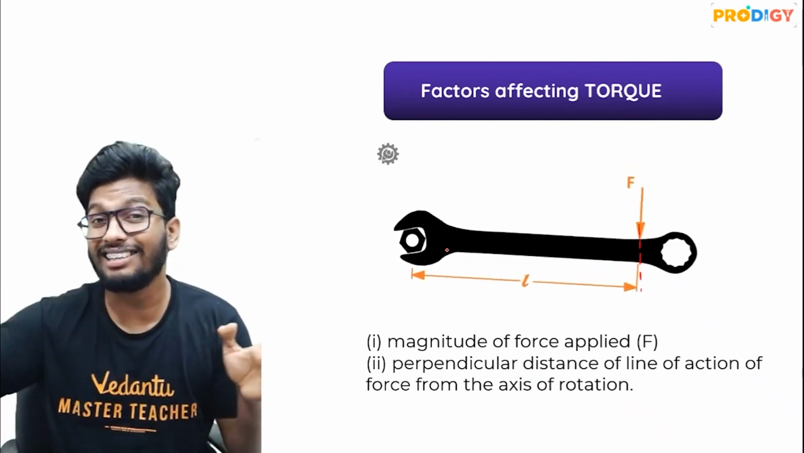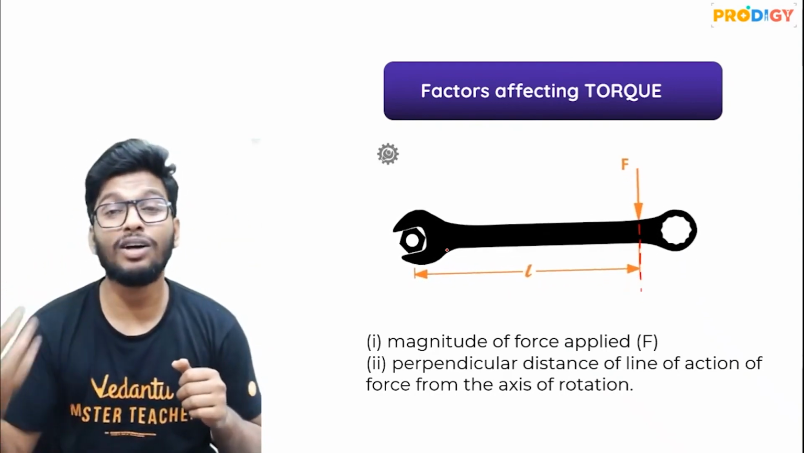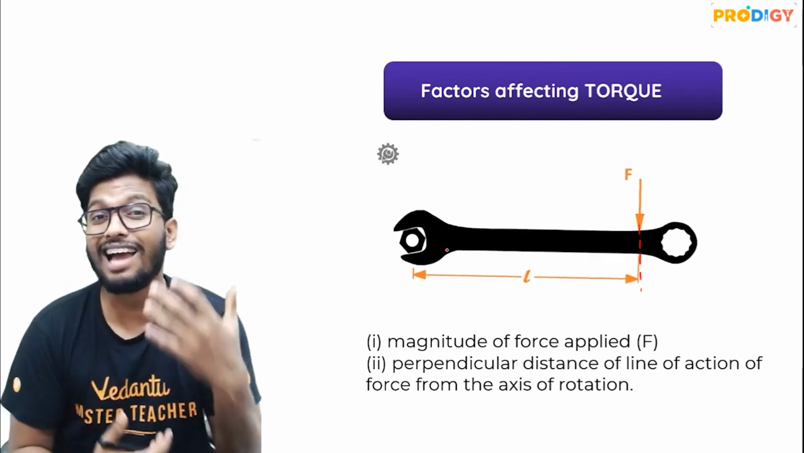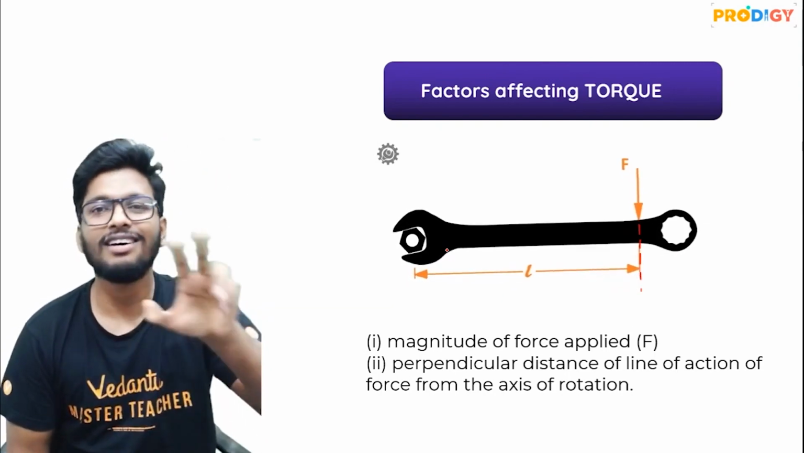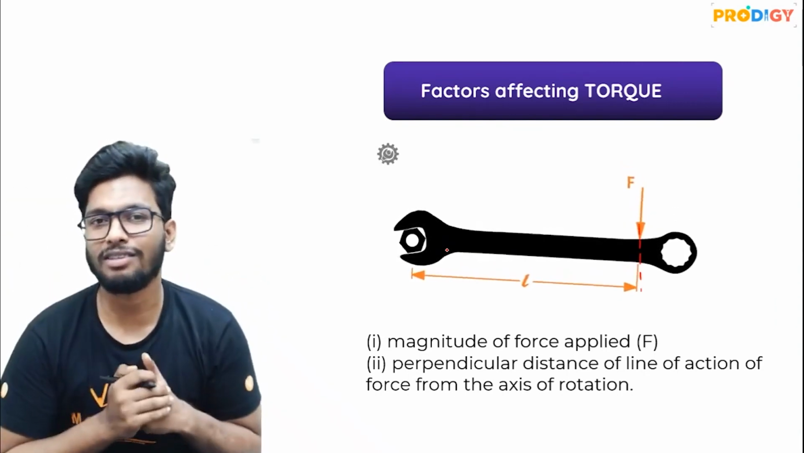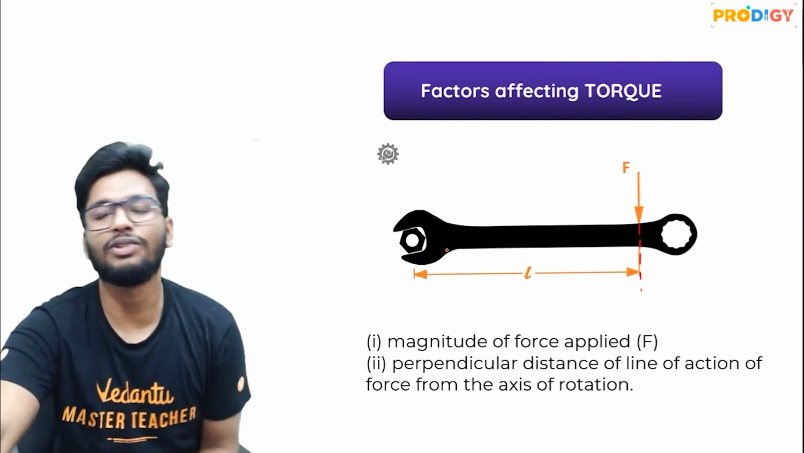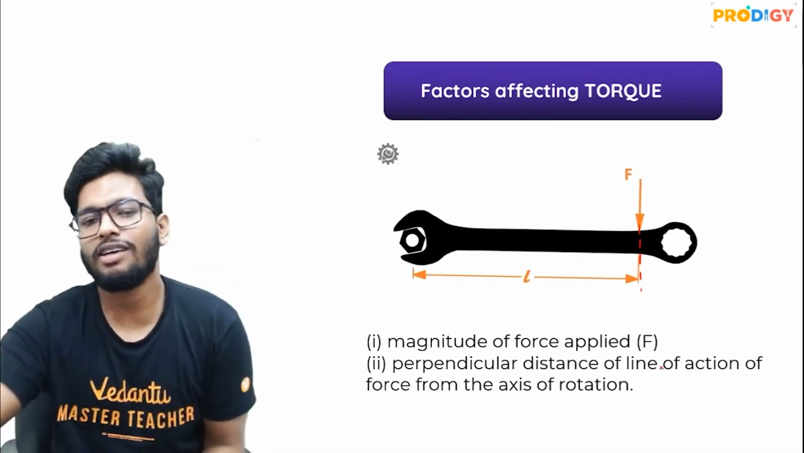Why? Because the greater the distance that you have from the pivoted end, the force that you have to apply actually reduces. So there are two factors. Once again, the magnitude of force, and the second is the perpendicular distance between the line of action of the force and the pivoted end. These are the two things that you must remember: the distance of the line of action of the force from the axis of rotation.